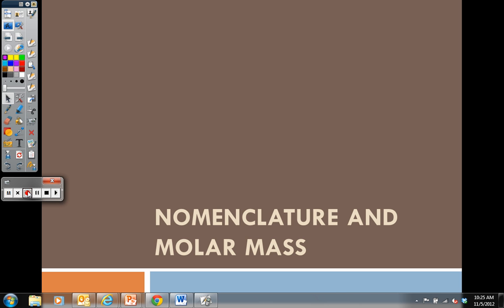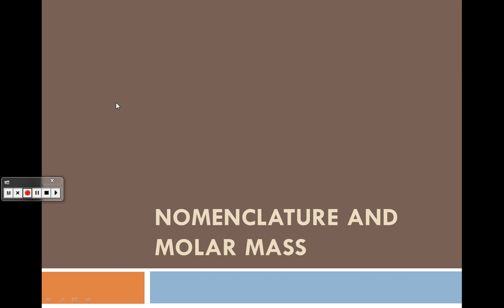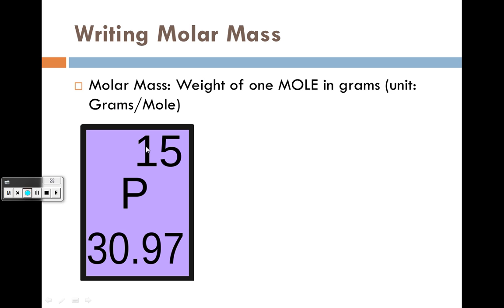Alright, so today we're talking about nomenclature and molar mass. We talked about how to write formulas for things. We're going to figure out how much each thing weighs. So, molar mass is the weight of 1 mole in grams.